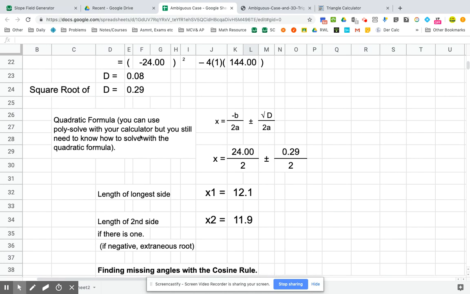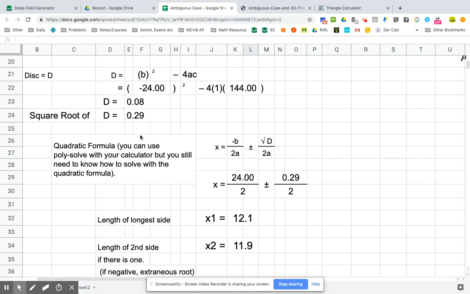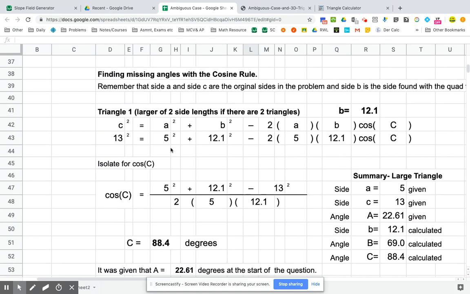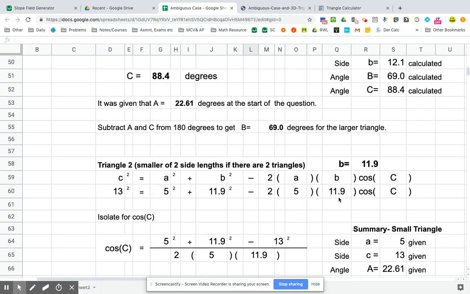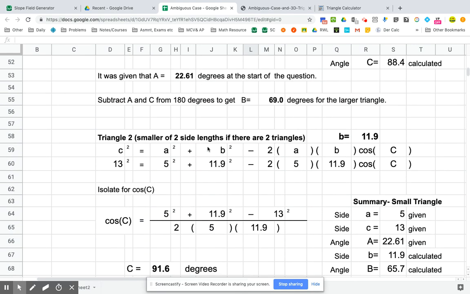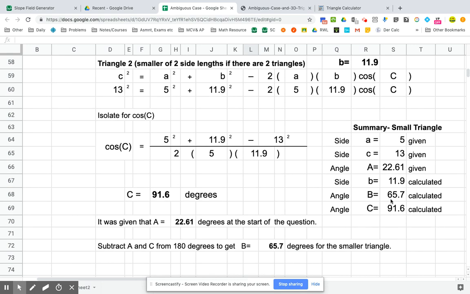Because if the discriminant is 0, there is only one proper solution. Okay, it's not like it has two solutions where one of them doesn't make sense. If the discriminant is almost 0, and it would only be almost 0 because of issues with rounding, that means you have one triangle. And if we look at the angle, we've got 88.4 degrees. If we went to all that work to go to the second triangle, which was 11.9, and did the whole thing, you get 91.6.